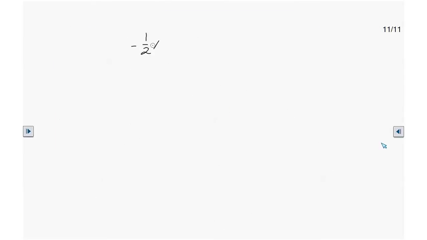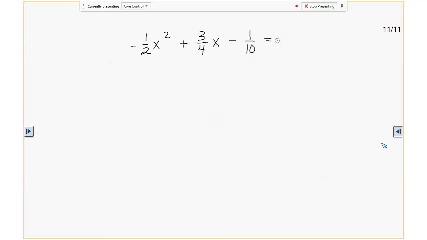-1/2 x squared plus 3/4 x minus 1/10 is equal to 0.